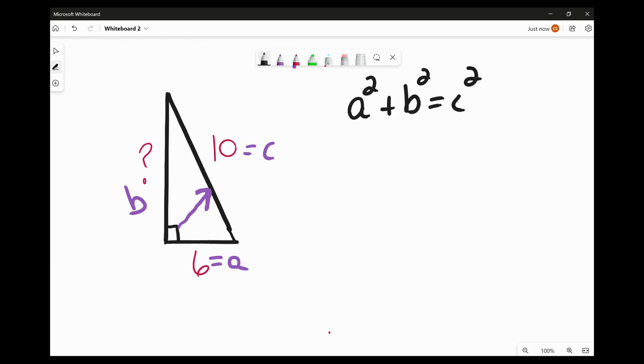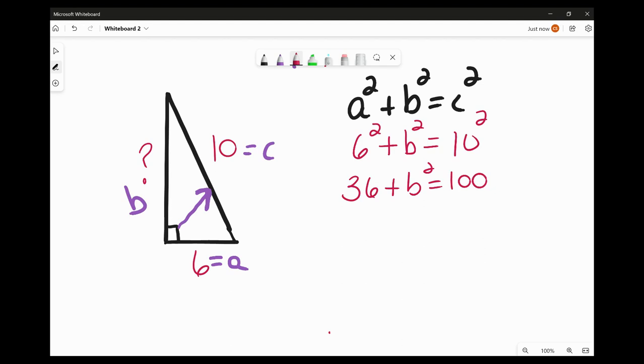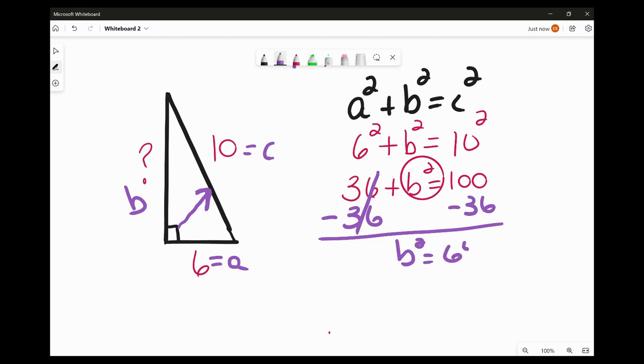And now I'm going to plug in. So I'm going to plug in 6 for A, so it's 6 squared. I don't know what B is, so I'm going to call that B squared. And then C squared, again, C is 10, and so I put 10 squared. Now, when I do this, I have 36 here, plus B squared equals 100, right? Because 10 squared is 100, 6 squared is 36. Now I'm just solving for B. I have to get the B alone. So in order to do that, I'm going to get rid of the 36, minus 36 on both sides. And I'm left with B squared equals 64.